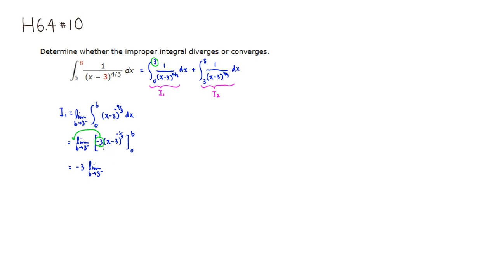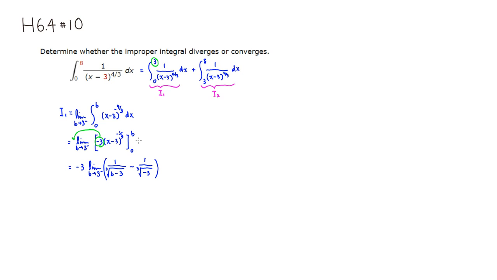If you plug in b, I'm going to write it this way: 1 over the cube root of b minus 3. Then we have a minus, and if you plug in 0, it's going to be 1 over the cube root of negative 3. That's just going to be a number.